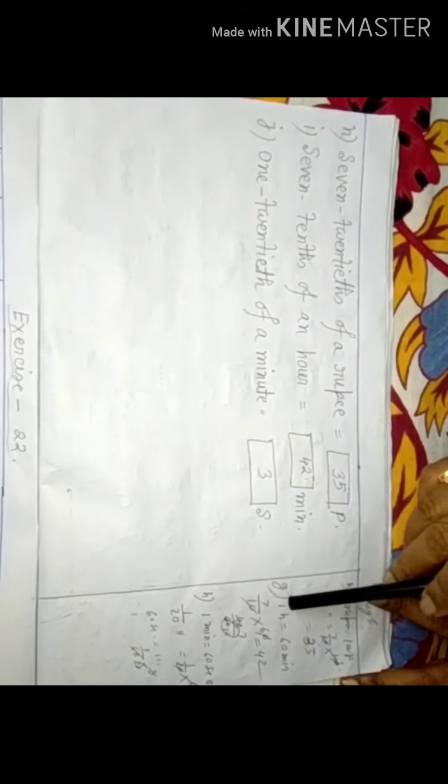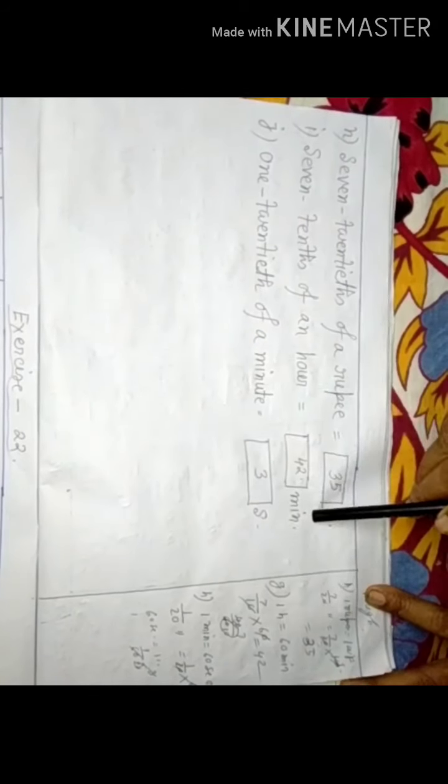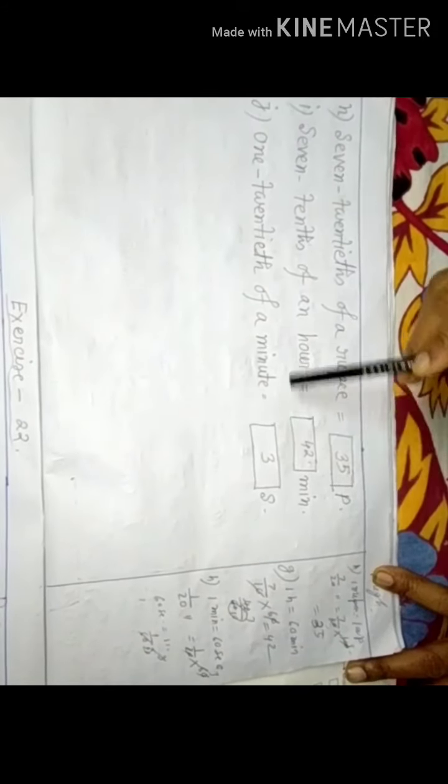13/20 of a score, 13 units. Okay. H. 7/20 of a rupee, 35 paisa. 7/10 of an hour, 42 minutes. 1/20 of a minute, that is 1/20 into 60, that is 3 seconds. Okay.